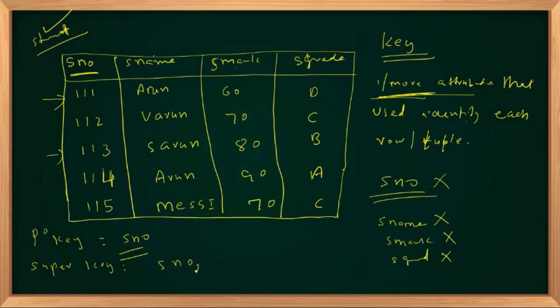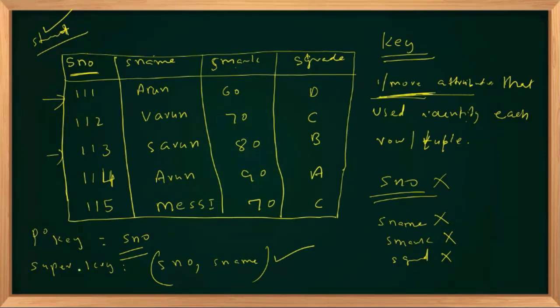Here, student's number is a key. I am generating a key using the student number, but student's name can also be used. This is also a key.